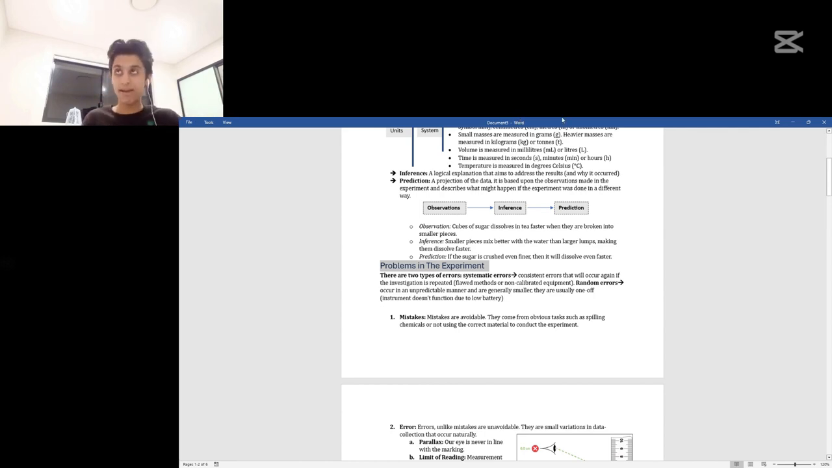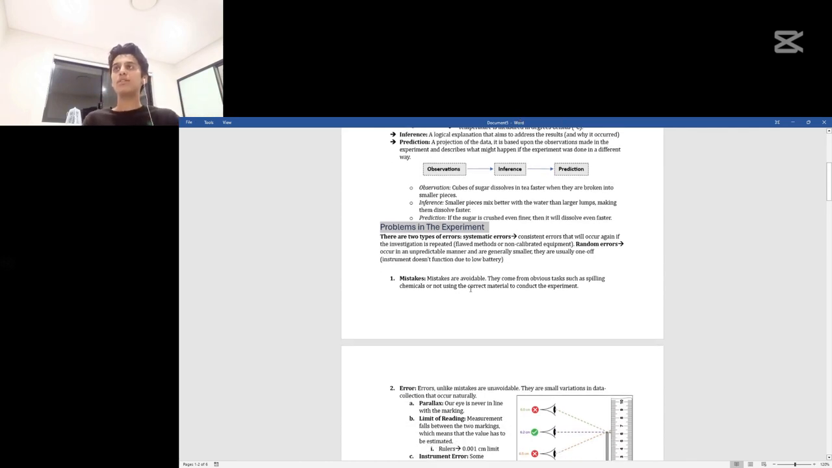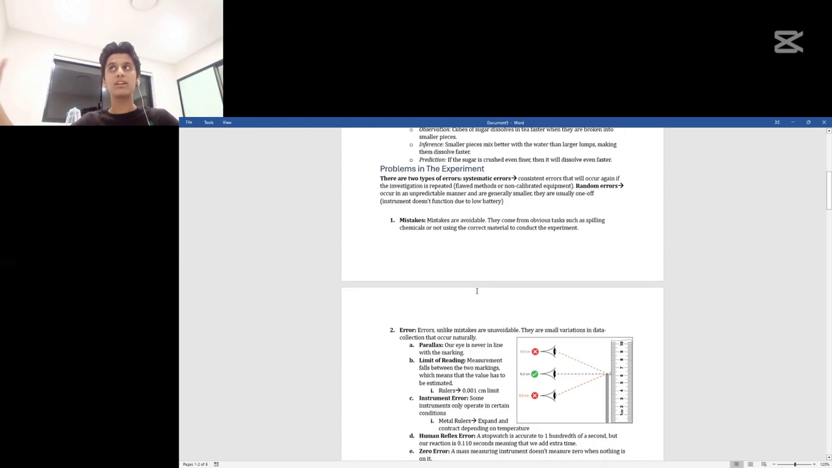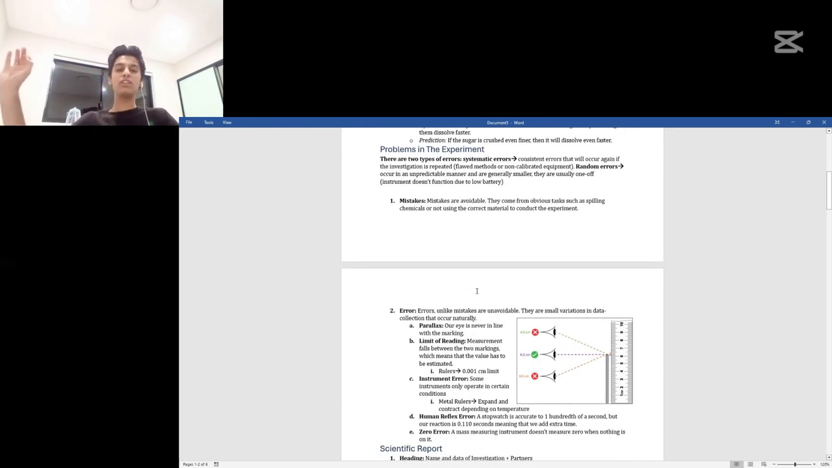If it would be a systematic error. So let's look at a larger, broader list of problems in the experiment. The first type of problem is a mistake.